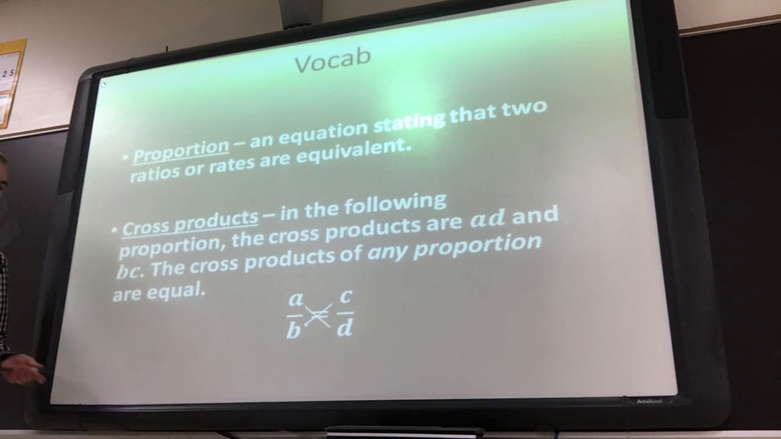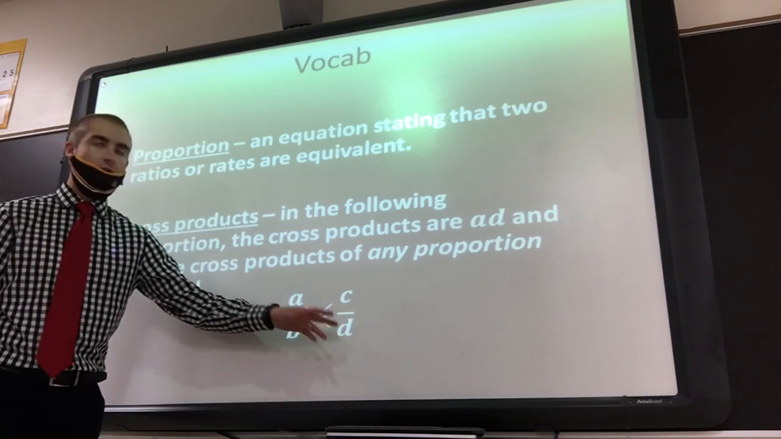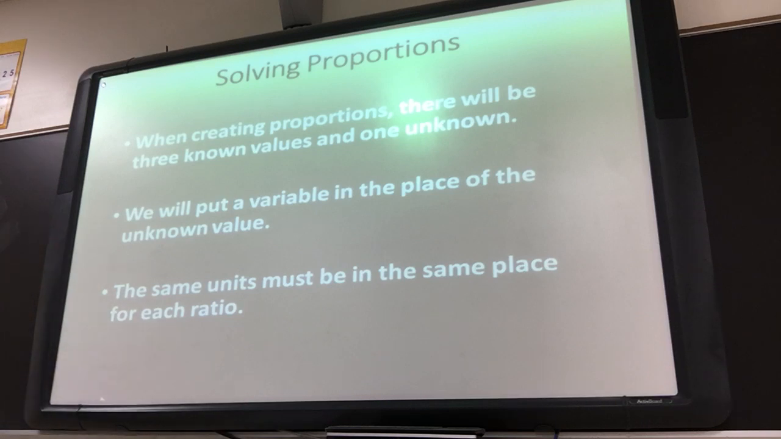So the proportions that we're going to be looking at today are going to look like this. 3 of these are going to be numbers, and then there's going to be 1 missing piece, and we're going to find that missing value to make sure the proportion is satisfied. Sometimes they're going to give it to us, sometimes we've got to make our own. So when creating these, there's going to be 3 known values and 1 unknown value. Out of those 4 numbers, we'll know 3 of them. So what we're going to do is put a variable in the place of that unknown value.